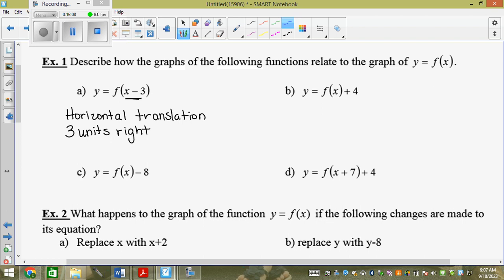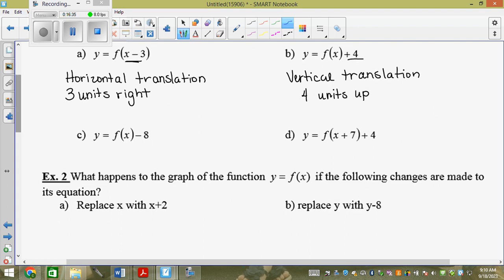It's in the bracket. I want you guys to try B, C, D. See how you do. B, does this affect the x or the y? Is it with the x? No, so it affects the y. So it is a vertical translation. Four units where? Up. I know in grade 11 I've let people get away with shorthand. I don't in grade 12 because they won't give you the marks if you do shorthand. So I don't want to set you up for something that's going to cost you marks. This one is a vertical translation. Eight units where? Down.